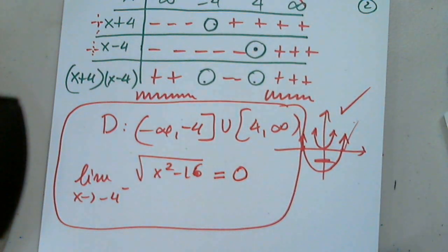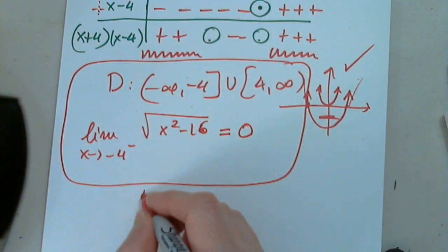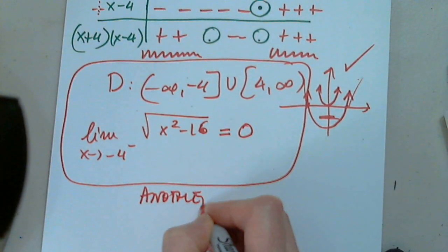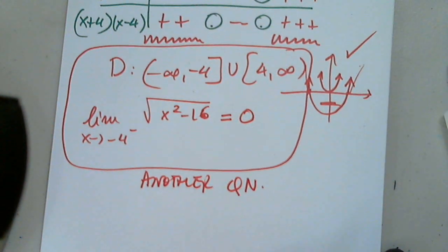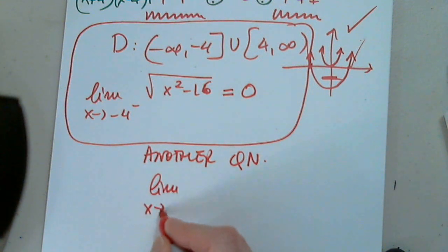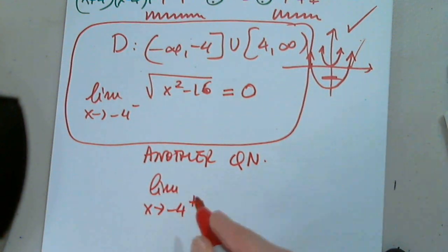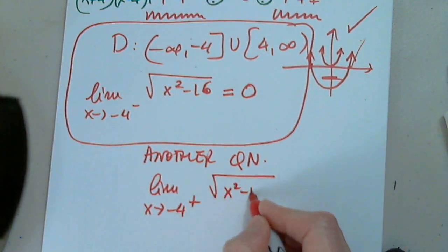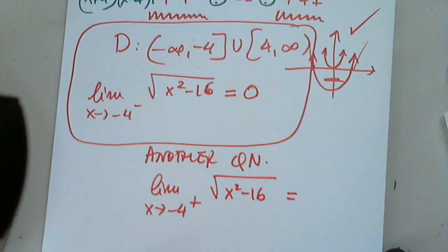That's it. Awesome. Great job. Exactly. What if I change the problem? This is another question. Here it is for our problem here. The limit as x approaches -4 from the right of the square root of x squared minus 16. What would you say?